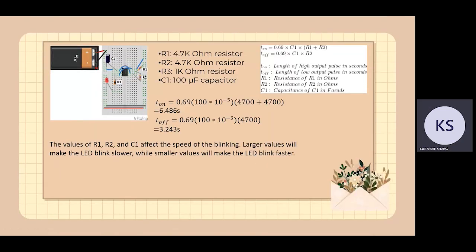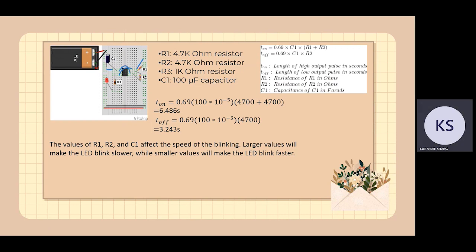So next, here we have an example. We have here R1, R2, R3, and C1. R1 and R2 are 4.7 kilo ohm resistors, and we have R3, a 1 kilo ohm resistor, so the LED will not burn out when connected to our VCC. Then we have our C1, a 100 microfarad capacitor.